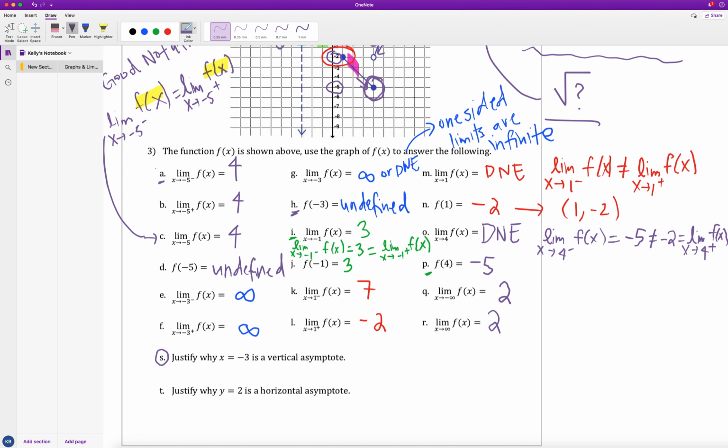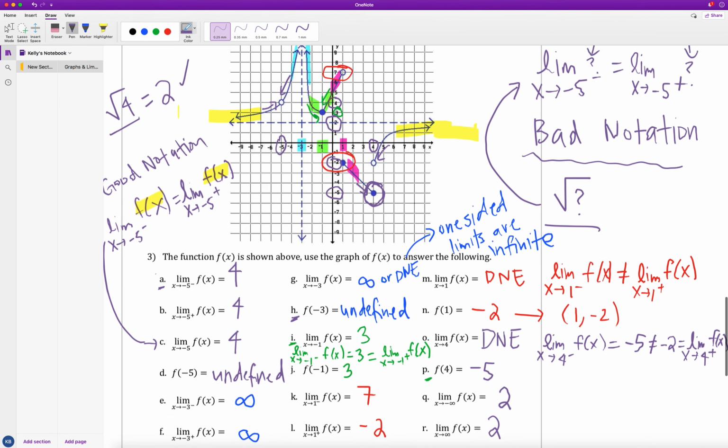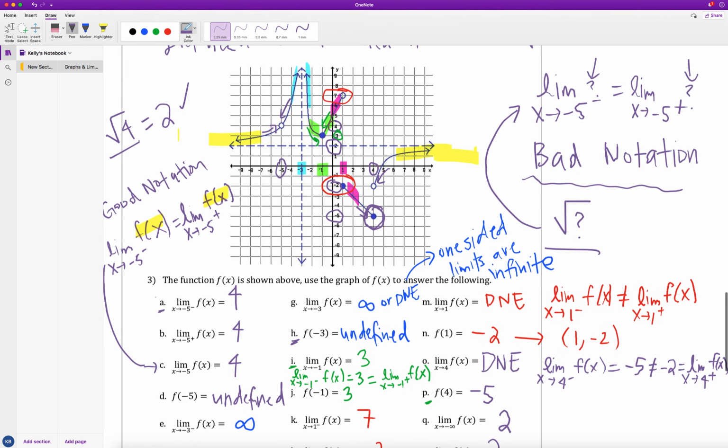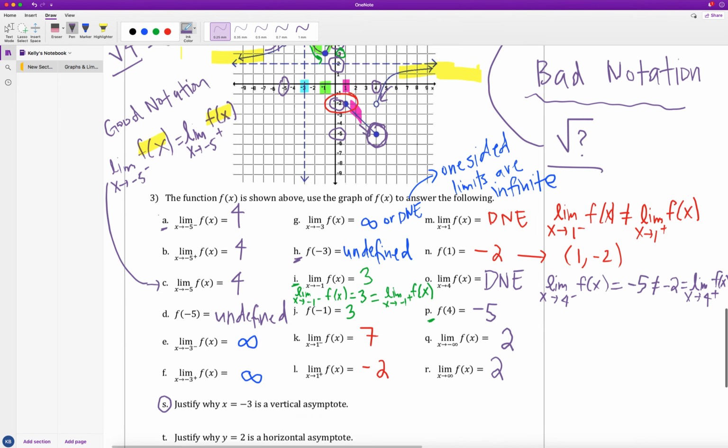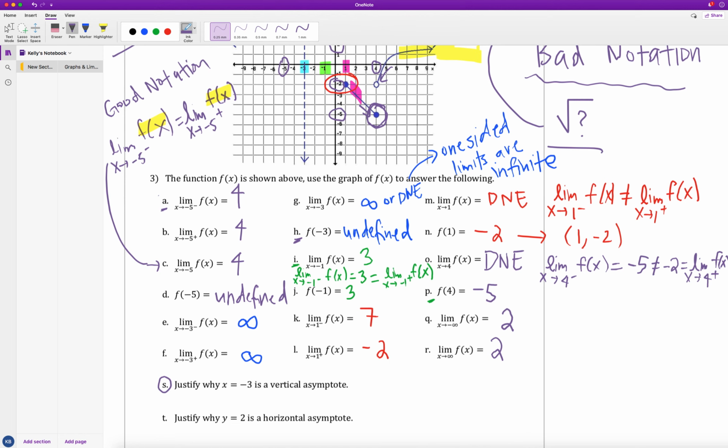Okay, let's check what part S says. It says justify why x equals -3 is a vertical asymptote. So again, yes, I can see from the graph that there's a vertical asymptote here because there's a dotted line, but I cannot use that as a justification. Instead, it goes back to what's happening with the left and right-hand limits. So parts E and F here are really going to be our justification.